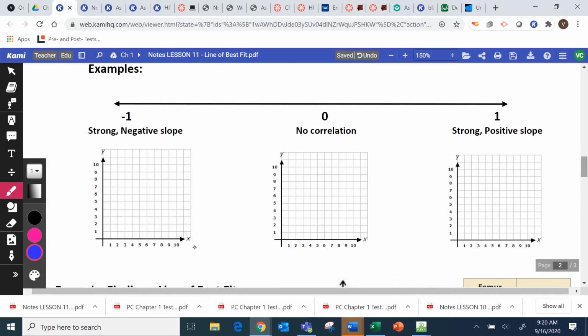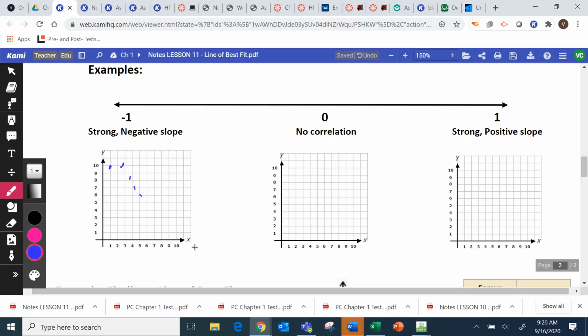So we'll just draw an example of a strong negative slope. It just could be like, there you go. Something that looks pretty close to a line, it's not going to be perfect. That would be a pretty strong negative slope. Now, a strong positive slope would be points that were like, you know, there, pretty close to a line, but going uphill. No correlation could look like this. I have no idea what line I would put into that data.